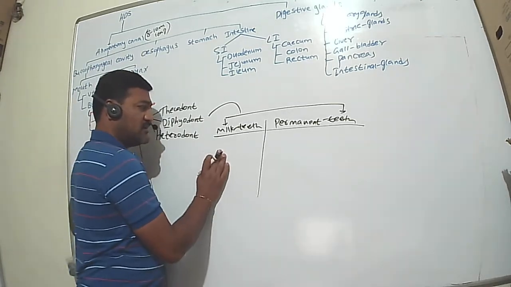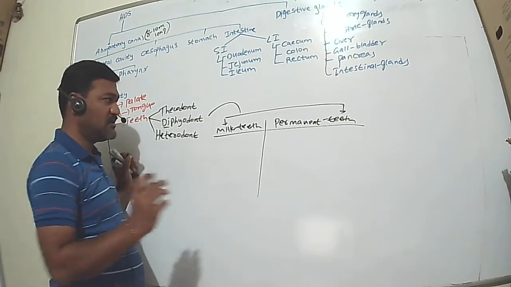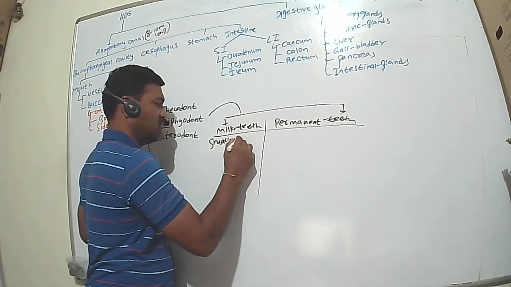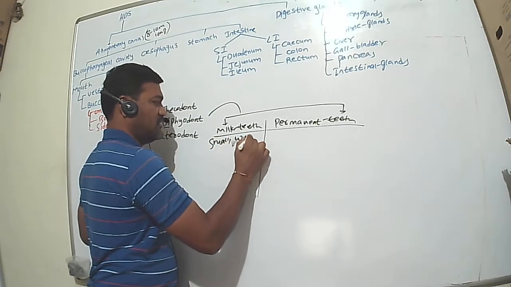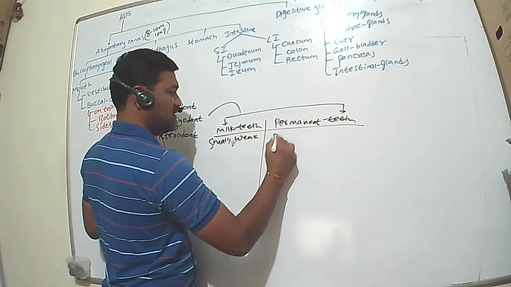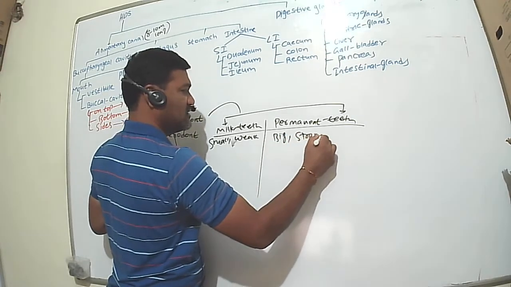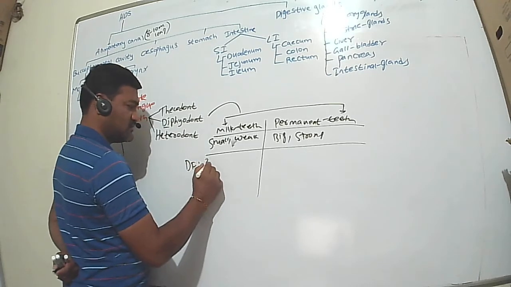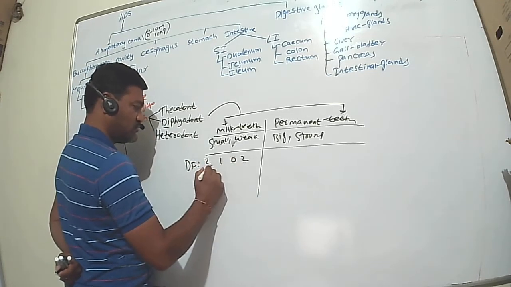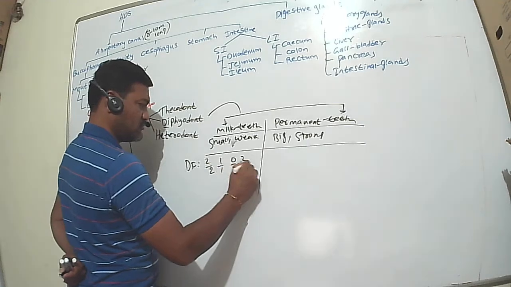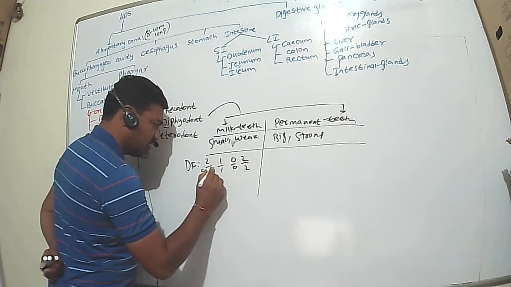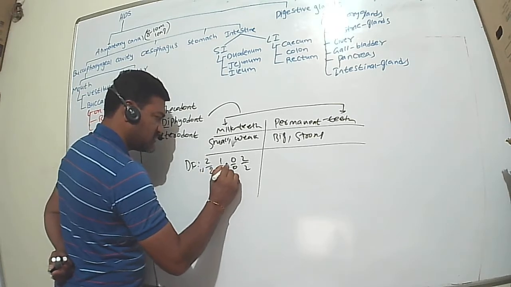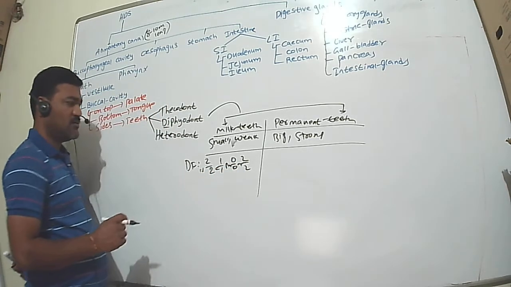Now these milk teeth are very small and weak, but permanent teeth are big and strong. When you look at the dental formula, for the milk teeth it is 2, 1, 0, 2. I'll write like this: incisors, canines, premolars, molars. What is dental formula?